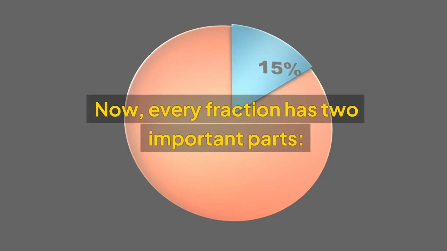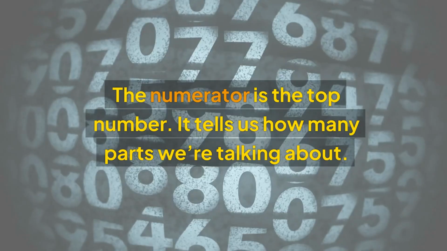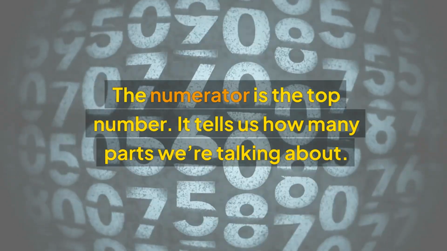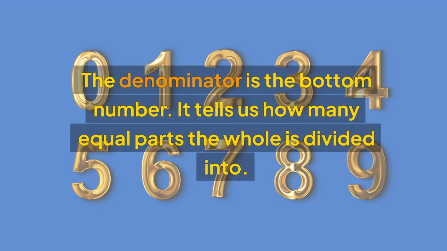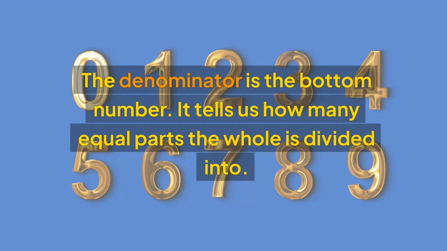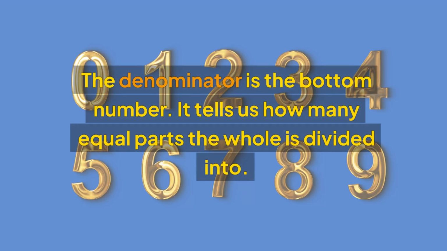Now, every fraction has 2 important parts. The numerator is the top number. It tells us how many parts we're talking about. The denominator is the bottom number. It tells us how many equal parts the whole is divided into.